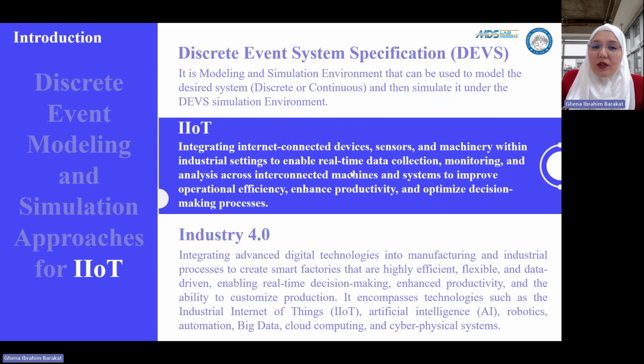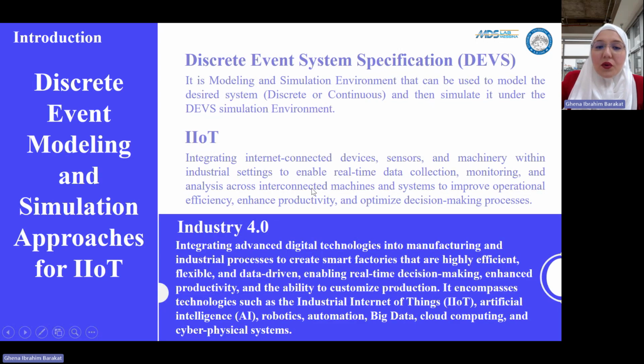Now, the IIoT is considered to be one of the main parts of Industry 4.0, where we can define Industry 4.0 as the integration of advanced digital technologies into manufacturing and industrial processes to create smart factories. These smart factories are considered to be highly efficient, flexible, and data-driven, and will enable real-time decision-making, enhance the productivity of our systems, as well as increase the ability to customize the production.